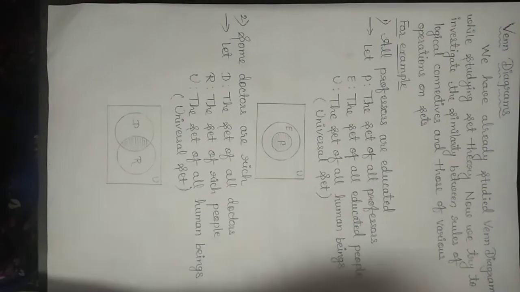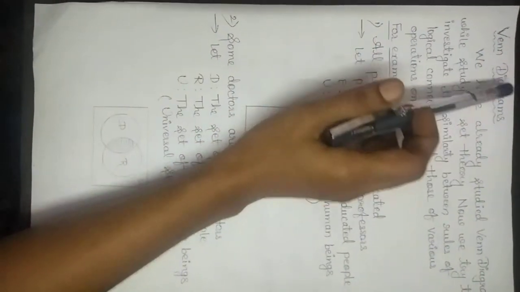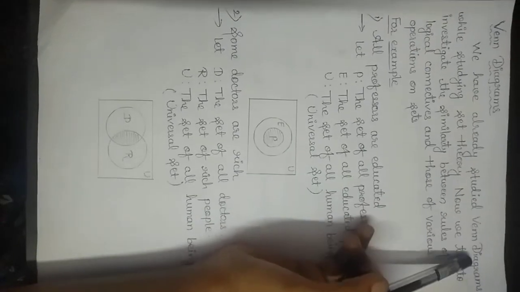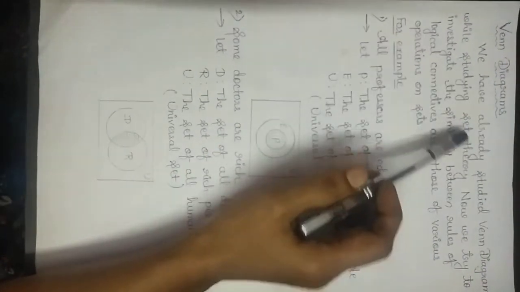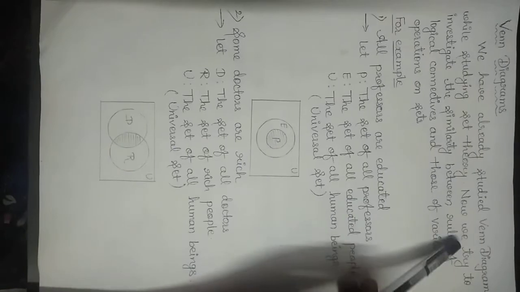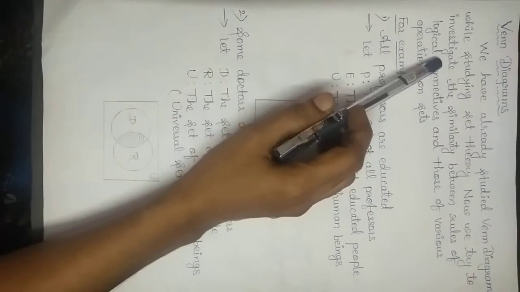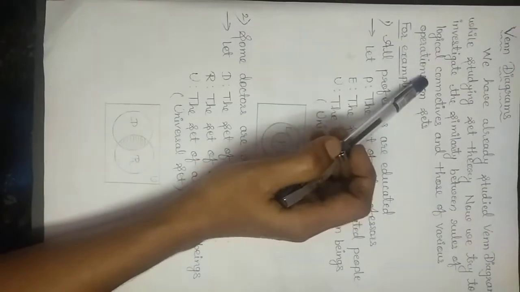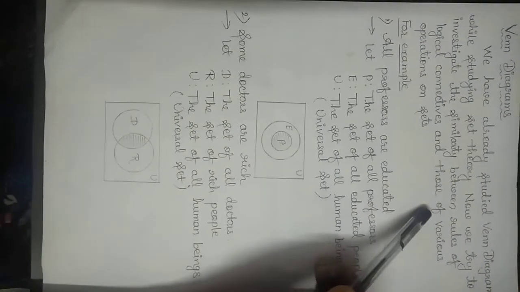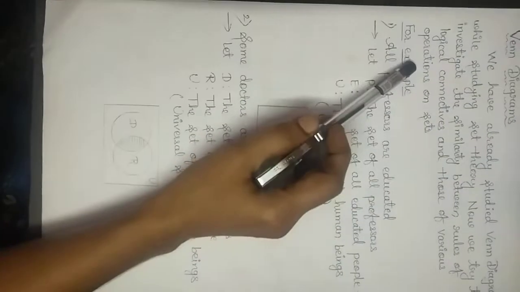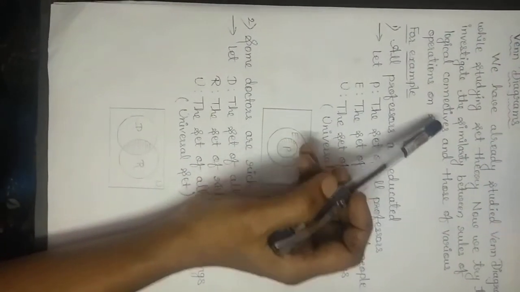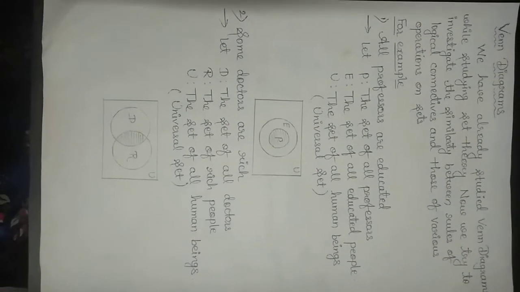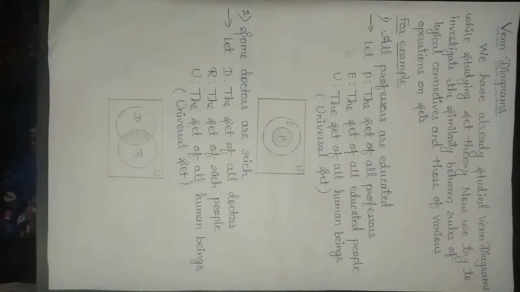Okay, now today we will learn the Venn diagrams. We have already studied Venn diagrams while studying the set theory. Now we try to investigate the similarity between the rules of logical connectives and those of various operations on sets. Now we will learn how to draw the Venn diagrams. This is the last part of mathematical logic chapter.